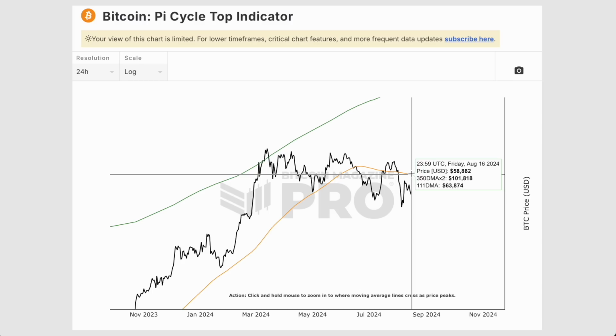We need to reclaim $63,900 as support to end this bargain buying opportunity. We're currently around 59K right now, so we are approximately $5,000 away from that reclaim. Not much needs to happen for Bitcoin to bounce and reclaim this region to end this bargain buying opportunity.